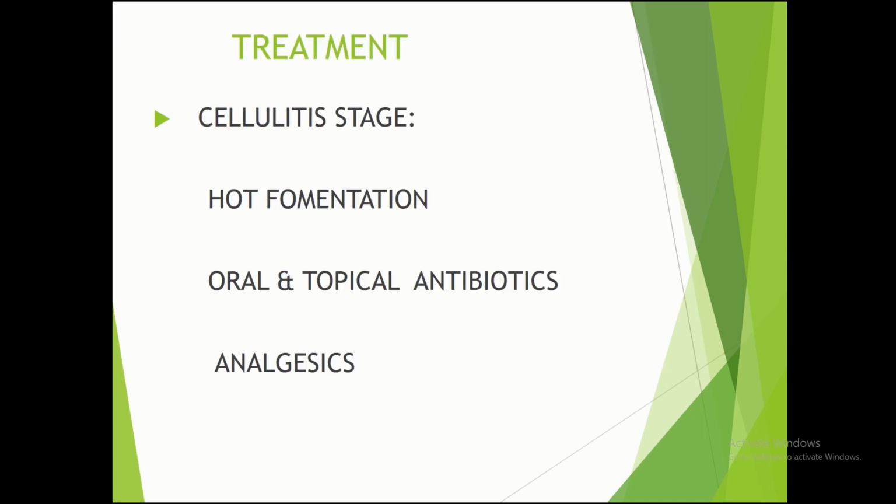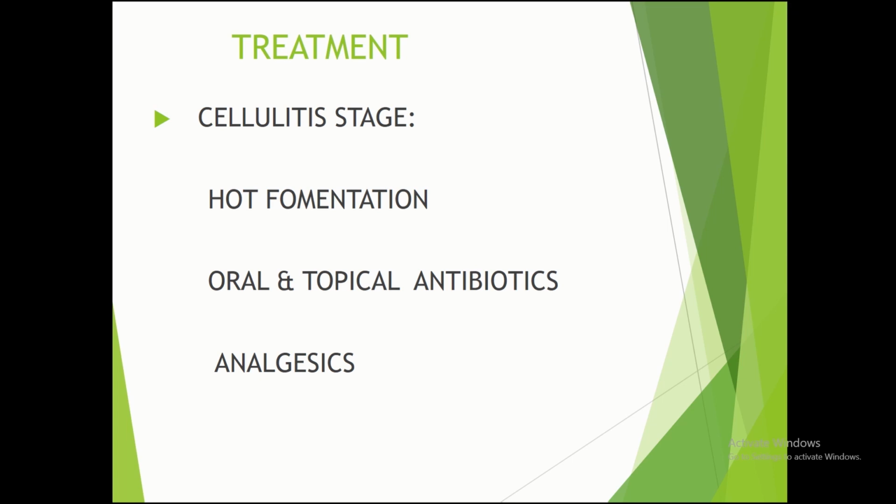So how do you treat cellulitis? In the stage of cellulitis, you can give hot fomentation, and oral and topical antibiotics, especially broad spectrum antibiotics like gatifloxacin, moxifloxacin, all those things can be given. Eye drops can be given, and oral antibiotics can be given based on culture and sensitivity also if needed.